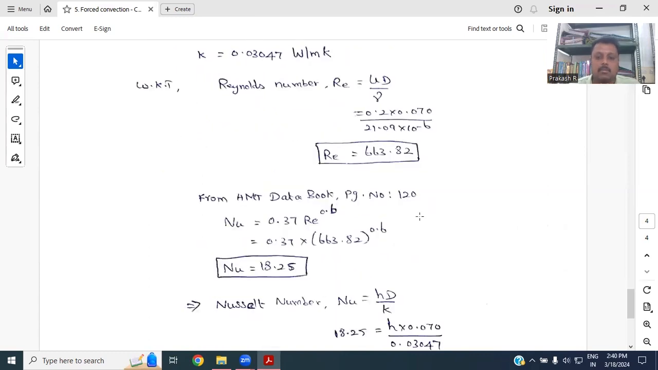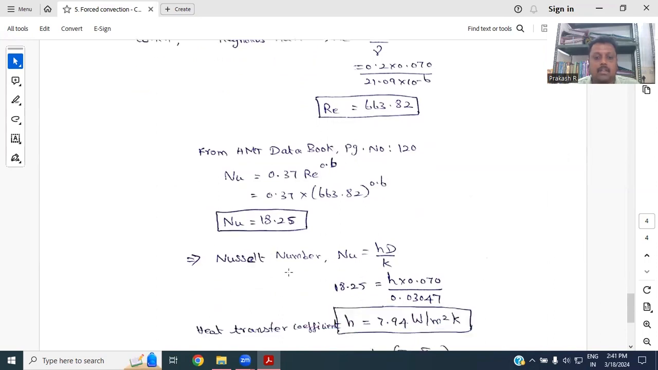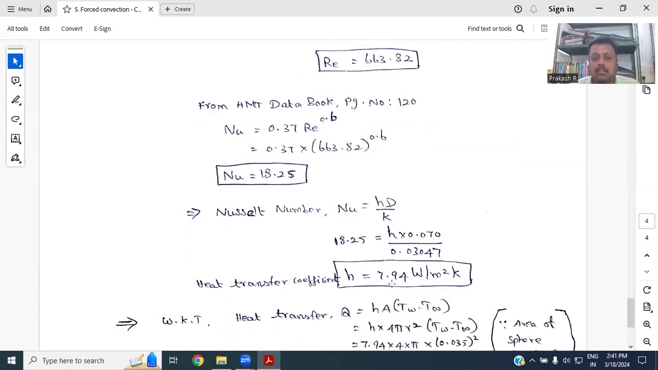From the HMT data book on page number 120, the Nusselt number formula is 0.37 Reynolds number power 0.6. We know the Reynolds number value from the previous step. We can substitute the Reynolds number value and find the Nusselt number value as 18.25. The Nusselt number formula is h D by K. We know all the parameters except h, that is the heat transfer coefficient. The heat transfer coefficient h is equal to 7.94 watt per meter square Kelvin.